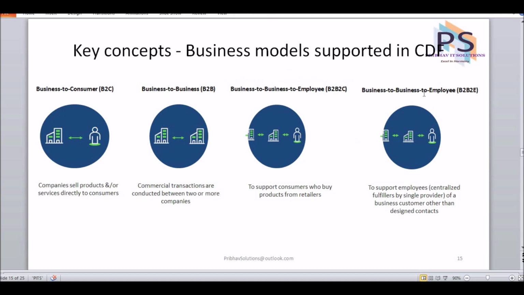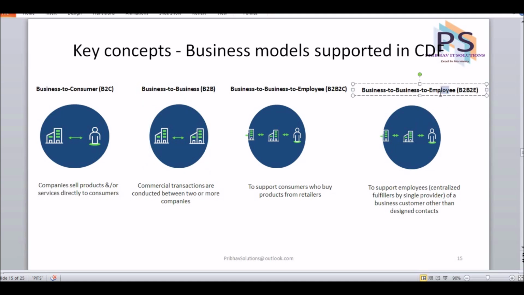And B2B2E is to support the employees who are actually working or utilizing the service. So this model is used to support the employees, fulfilled centrally by the single provider of a business customer, other than the designated contacts. We are talking here not only about the single point of contact to whom we provide the services. If any organization buys some product, B2B, and that product is further utilized by their own employees, then this model is called B2B2E.